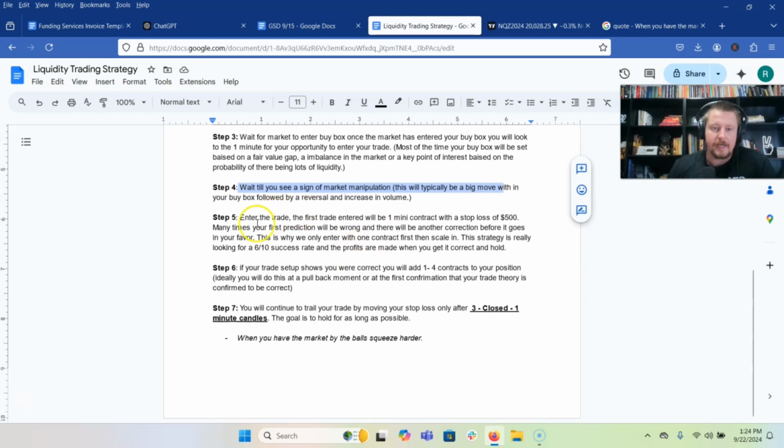Okay. Then we are going to be entering the trade with one contract at a stop loss of 500. Now you can make your stop loss smaller. You could probably enter with more. This is just from my experience though, okay? Because again, a lot of this is very much speculation, and the real results that we're looking for with this liquidity trading strategy is about a 6 out of 10 success rate, okay?